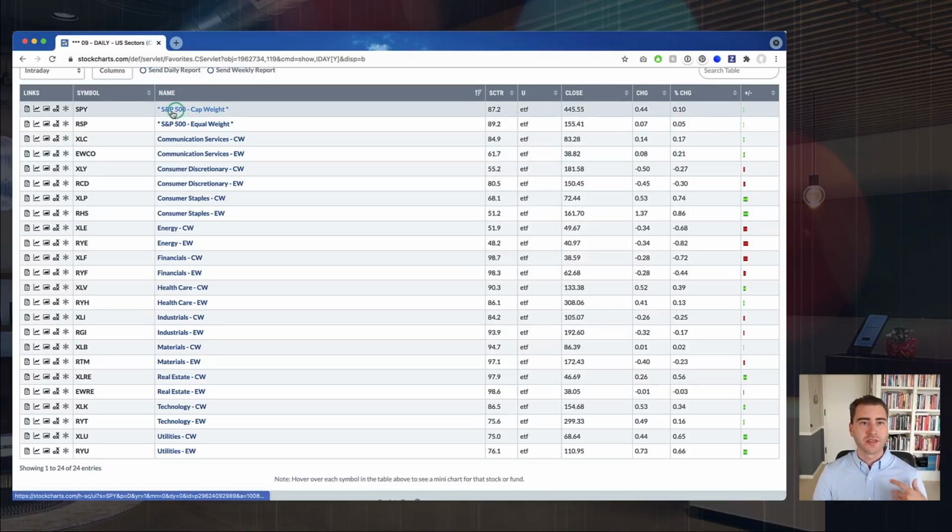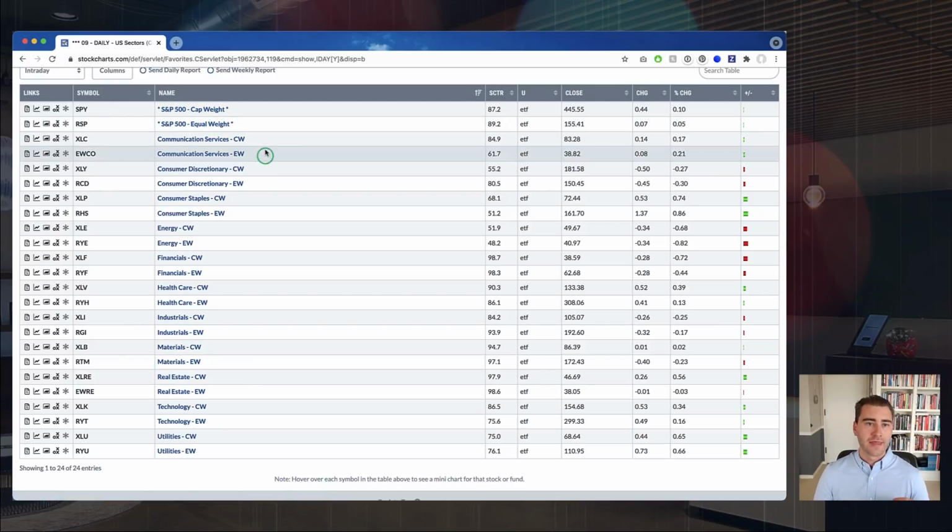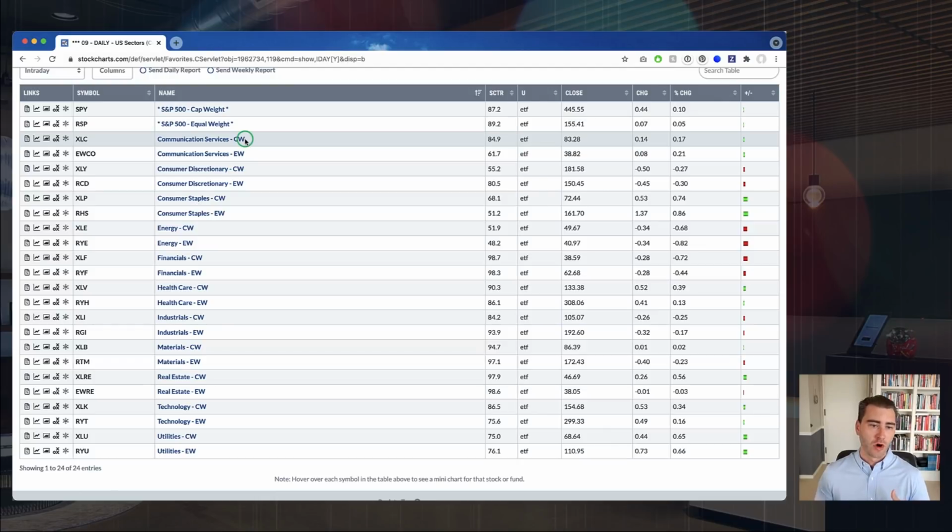You can see what I've done is I've taken those separate lists and combined them into one. Makes sense based on the name. What we have here is the cap-weighted S&P 500 and the equal-weighted S&P 500 up top. I've got separate charts for those, and then separate charts for the cap-weighted and equal-weight sectors all the way down the list. So all 11 sectors, I've got both flavors combined into one list.